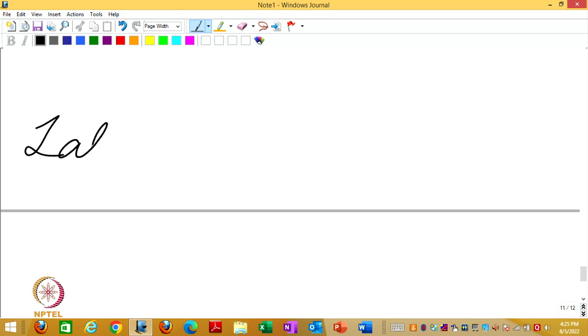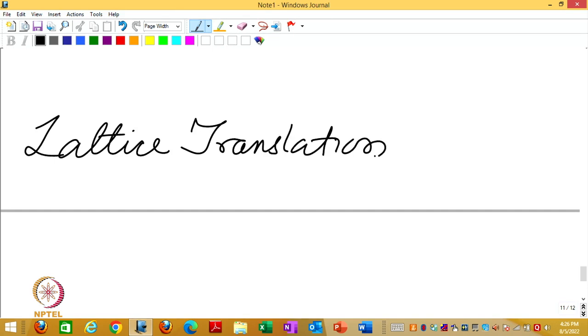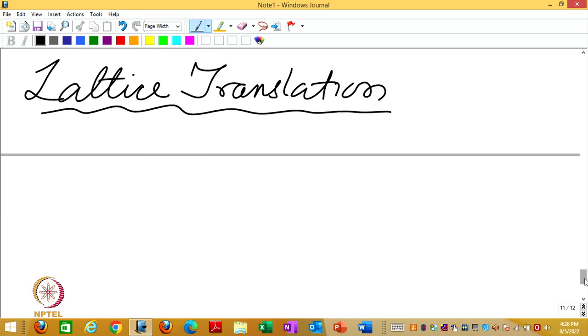So, now let us look at a concept called lattice translation. 1D is too restricted, 3D is a little difficult to draw. Many of the drawings we will make, till now I have not drawn any 3D lattice. I have drawn only 2D and 1D. Most of the drawings which we will do in the class will be 2D for simplicity, because it is easy to draw on board or screen.